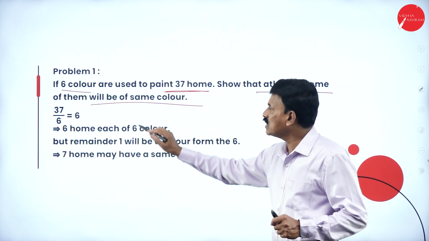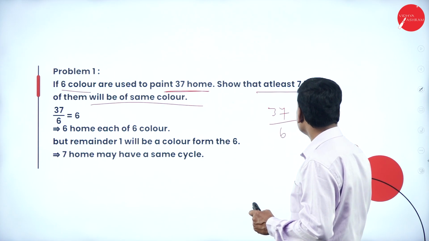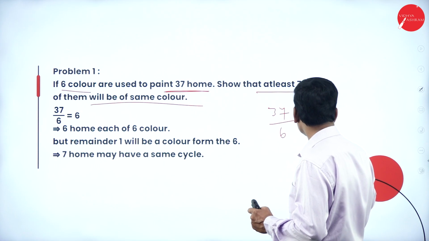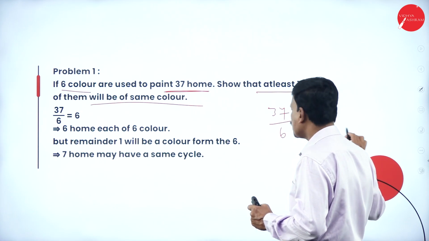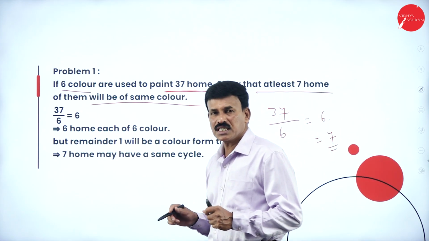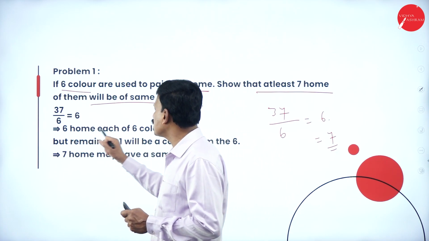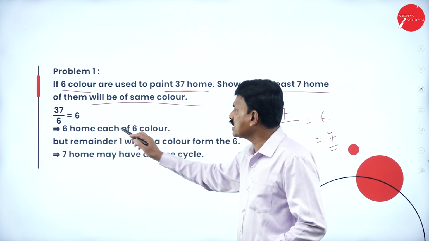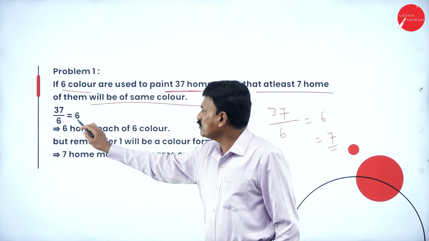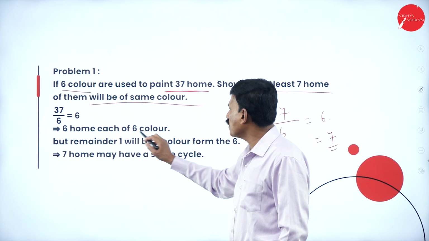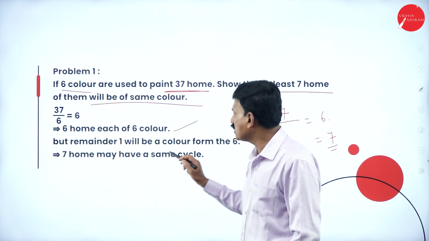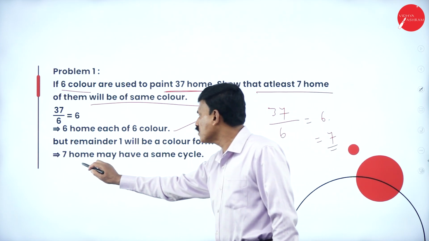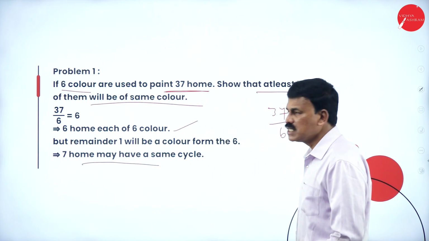See, how many homes are there? 37. How many colors are there? 6. If we divide 37 by 6, you will get 6 point something, and taking the greatest integer gives 7. So 37 by 6 is 6, which implies 6 homes of each color, but the remainder 1 will take a color from the remaining 6. So therefore 7 homes may have the same color.